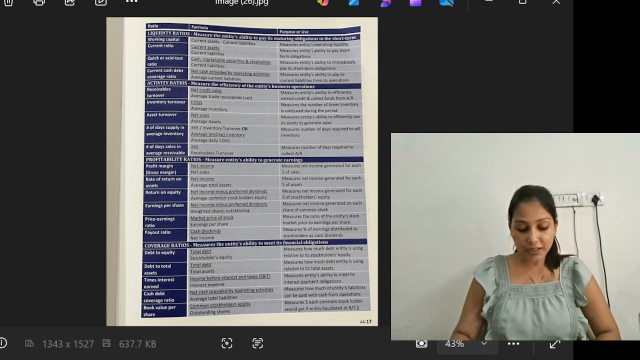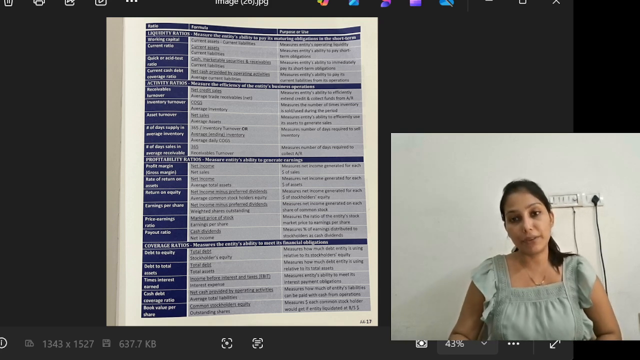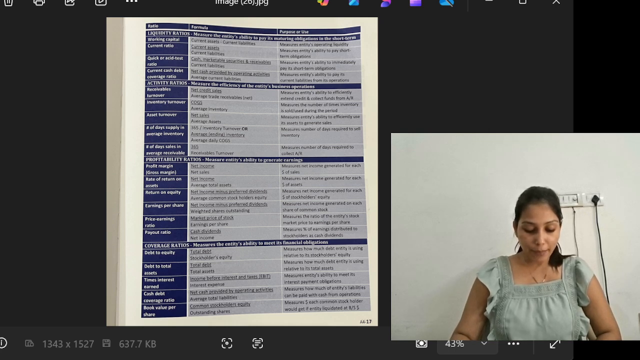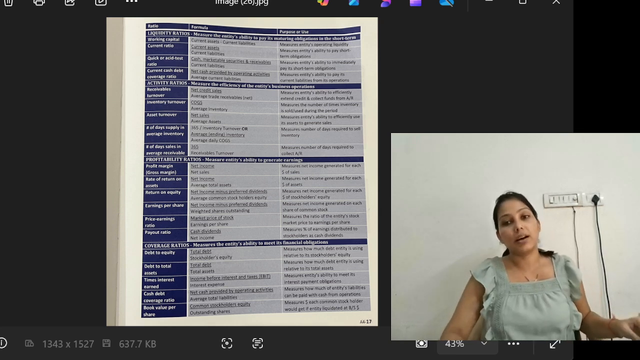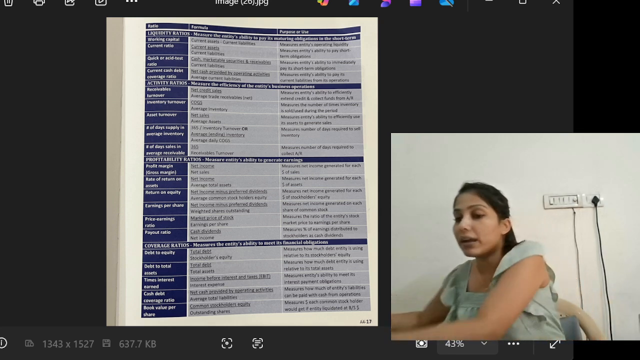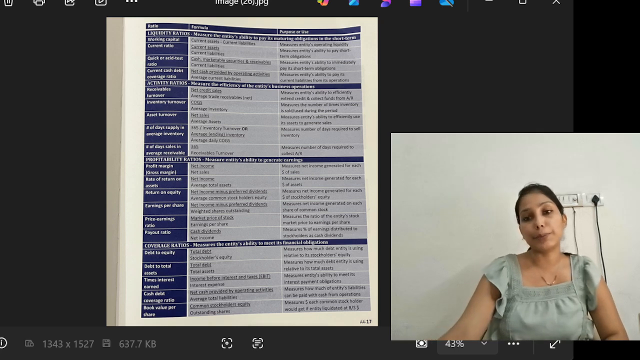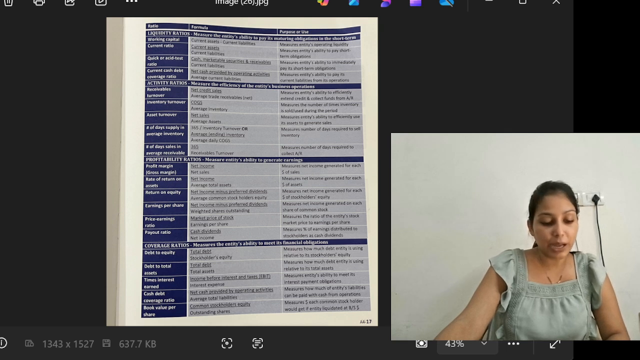And lastly, coverage ratios measure the entity's ability to meet its financial obligations. Under coverage ratios come debt to equity, debt to total assets, times interest earned, cash debt coverage ratio, and book value per share. All these are the ratios that we have discussed, and they come under the analytical procedures of substantive procedures, which are the further audit procedures. So that's all about substantive procedures. I will see you in the next chapter of audit.